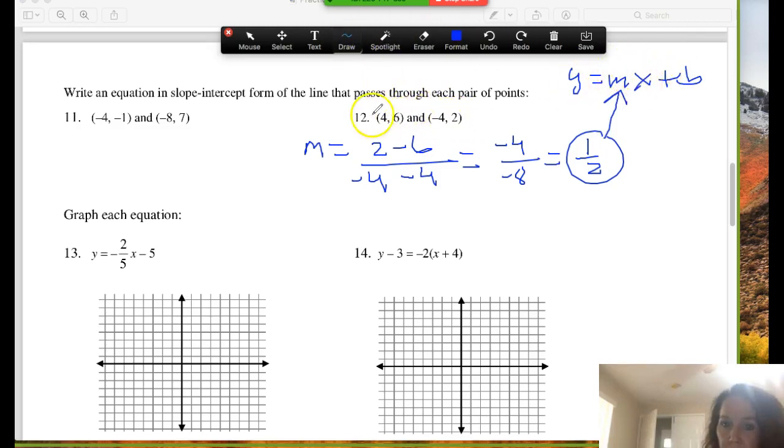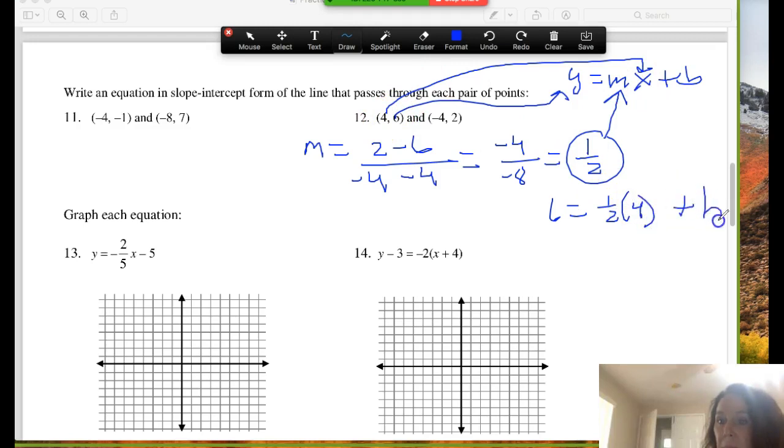So I'm going to pick either of these. Pick this. Here's your x point. Plug that in. Here's a y point. Plug that in. Now you have three things and you can solve for this. So I'm going to go, well, 6 equals 1/2, and then my x point is 4, 1/2 times 4 plus b. Solve for b. 1/2 of 4 is 2. So 6 equals 2 plus b. Subtract 2 from both sides. You're going to get 4 equals b.